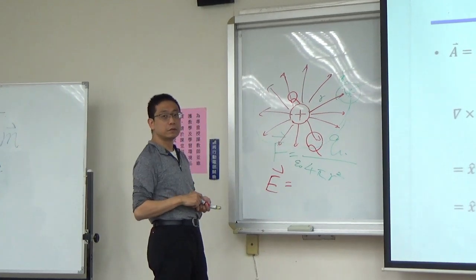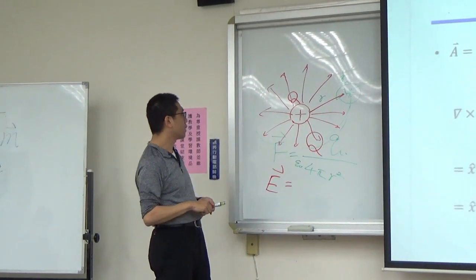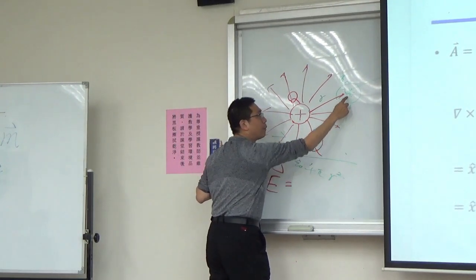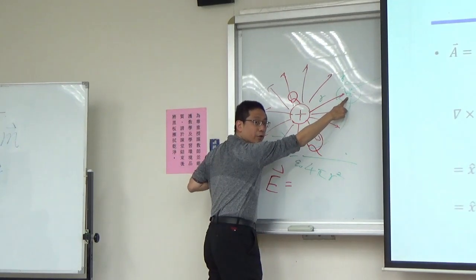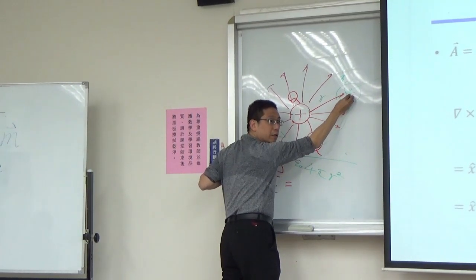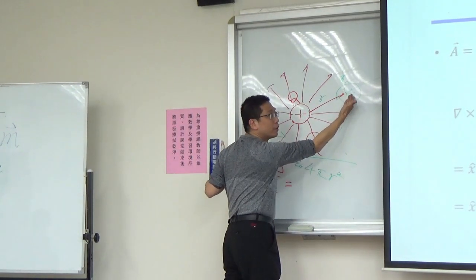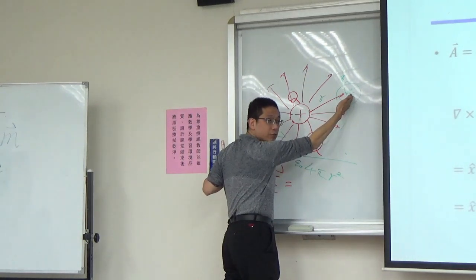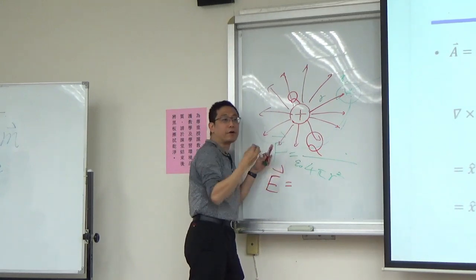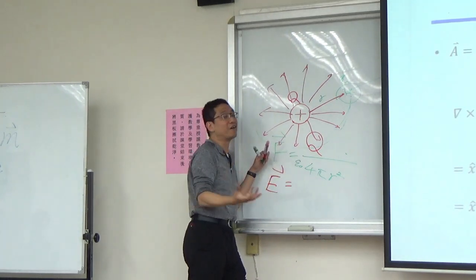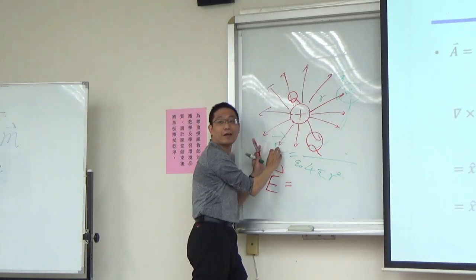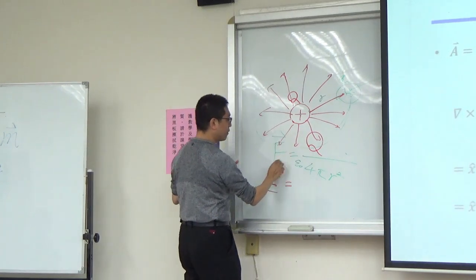If we don't care about what you put here, we try to normalize the result. Because if you have more of this green charge, the force will increase linearly. If this is 2, then you have twice the force, okay? So you write down this one.